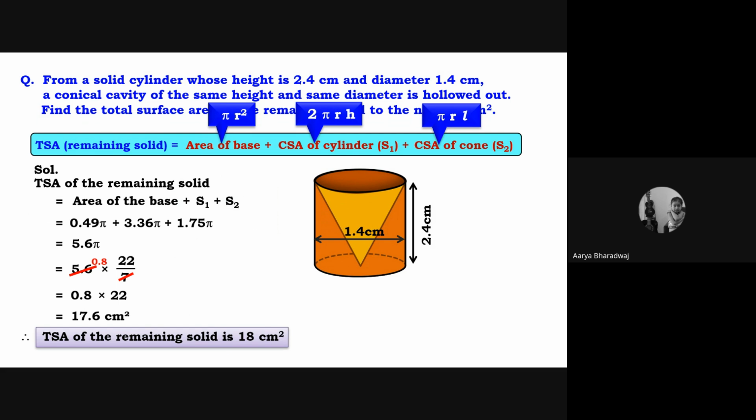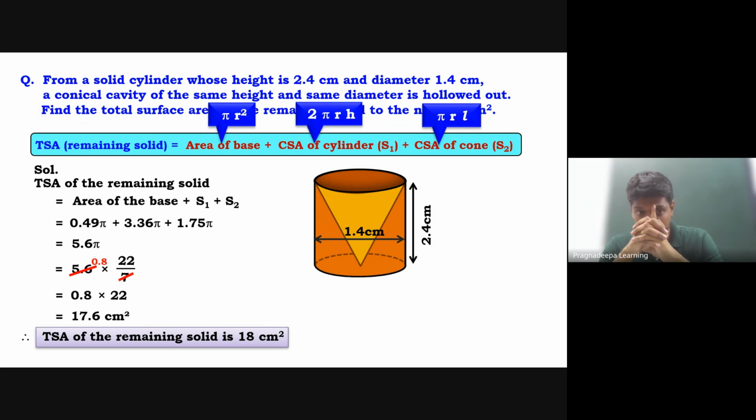Sir, when we're solving such sums where we have a lot of figures to add up, can we take pi common? Yeah, that's what I'm telling you. You can take pi common, but here no need to take pi common because it is something like 0.49 pi plus 3.36 pi plus 1.75 pi. Yes. But suppose if you have another term, you can take pi common. That's the reason why in the previous case, we have not evaluated the value of pi.